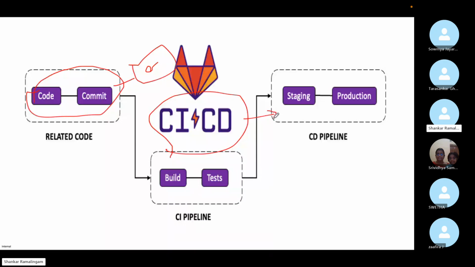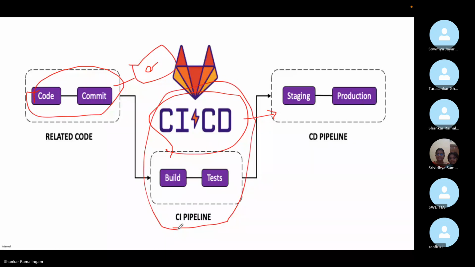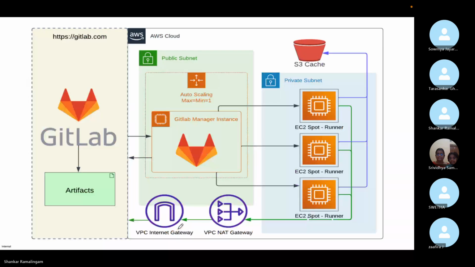That will be about moving from one stage to another, like from dev to test, test to stage, and stage to production. So that pipeline stage we have not come across. So we are only in the CI pipeline, and we are going to see only up to this much. Okay.